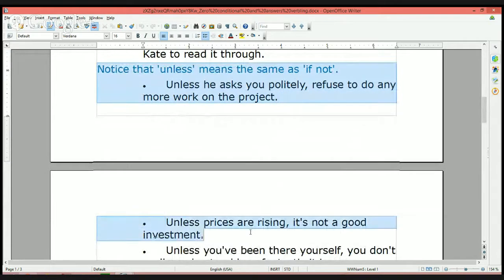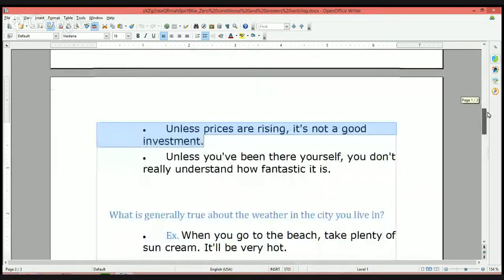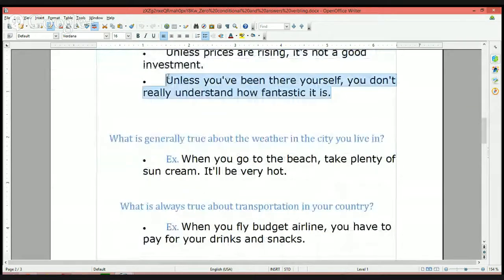Paulo, can you read the part I'm highlighting with the first two examples here? Note that unless means the same as if not. Unless he asks, you politely refuse to do any more work on the project. Unless prices are rising, it's not a good investment. Thank you very much. Adela, will you read the last example there for us? It's just one sentence. Unless you have been there yourself, you don't really understand how fantastic it is.